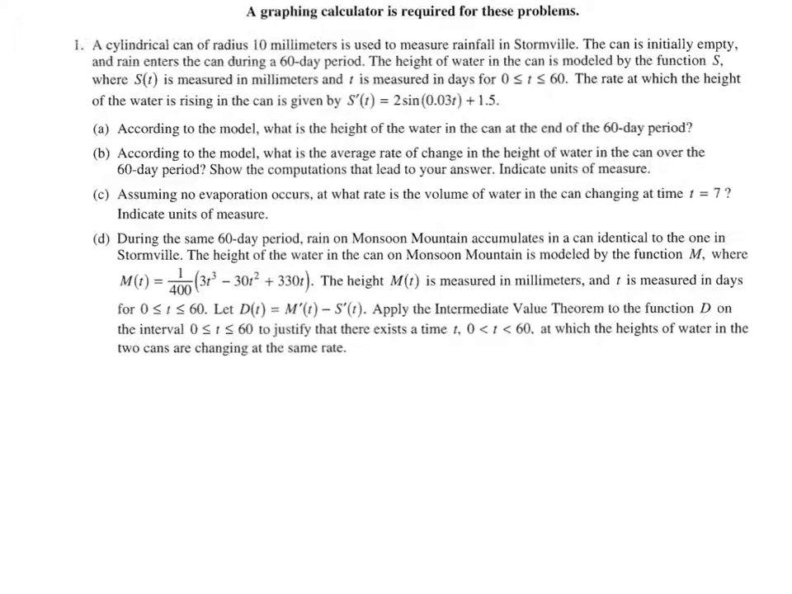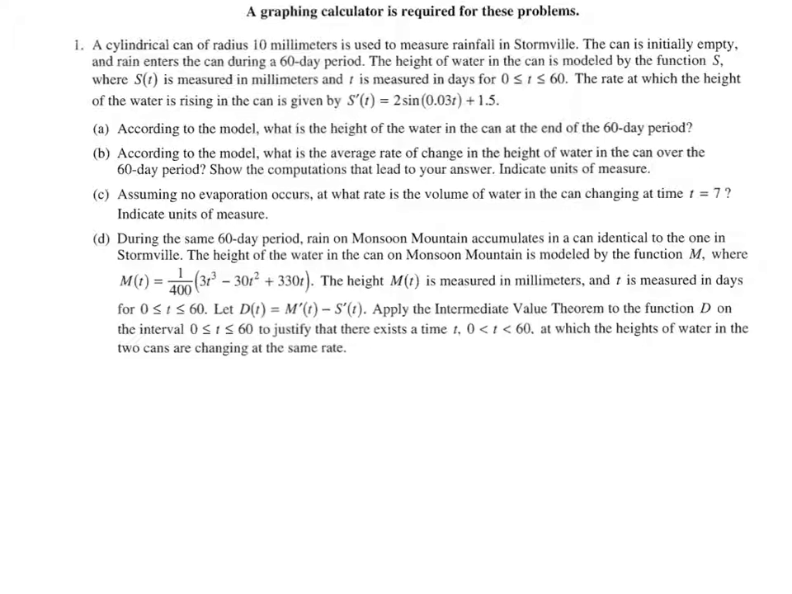This is really starting the second half basically of the packet. So the problems are going to be in the same format as you saw in the first half, where the first two are calculator questions and then the last four are non-calculator questions. So in this first problem, what we have is a can that has a radius of 10 millimeters and is used to measure rainfall in this fictional town called Stormville.